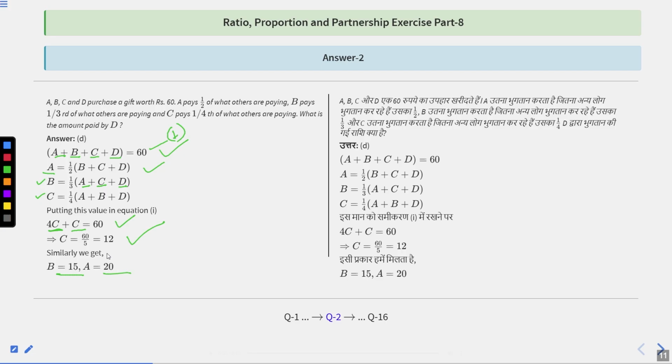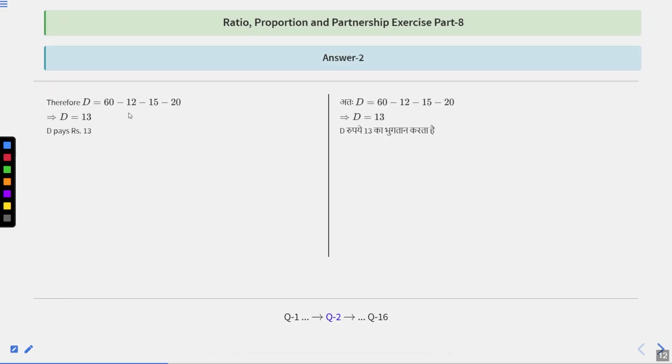Clear? Now we'll see the solution. Therefore, D equals 60 minus 12 minus 15 minus 20. So D will pay 13 rupees. So 13 is the correct answer. Next one.